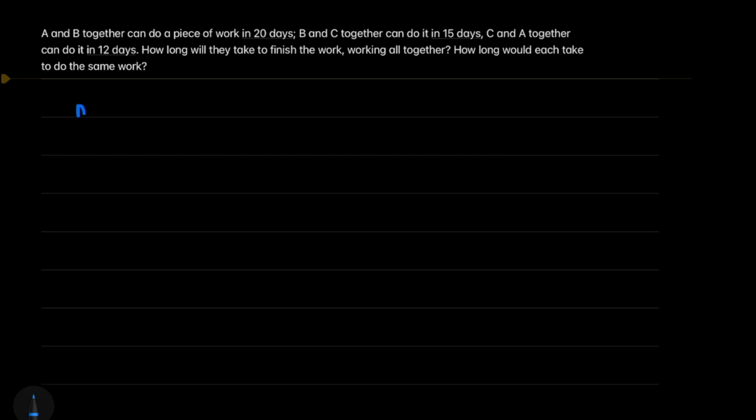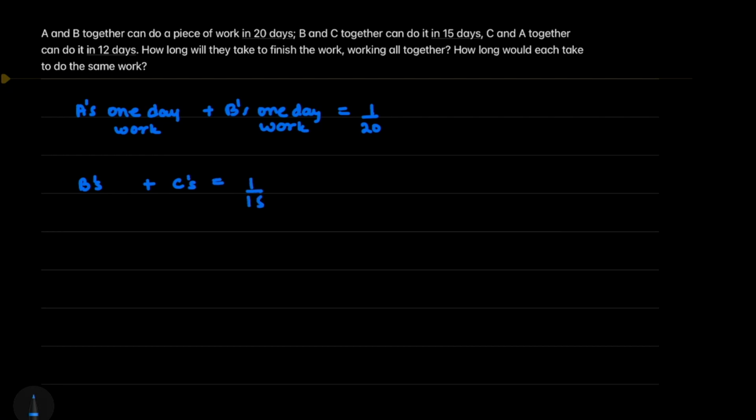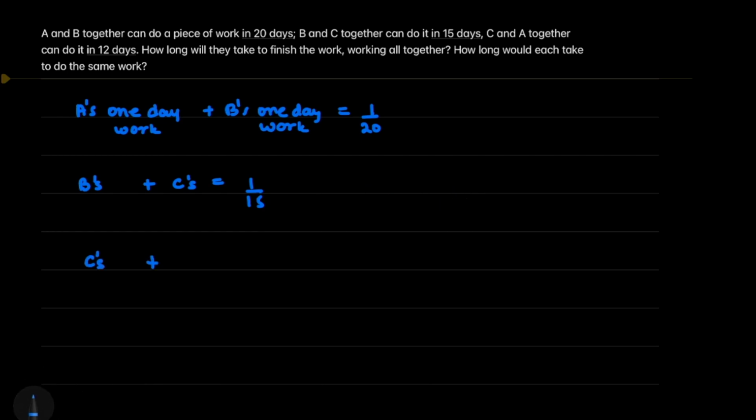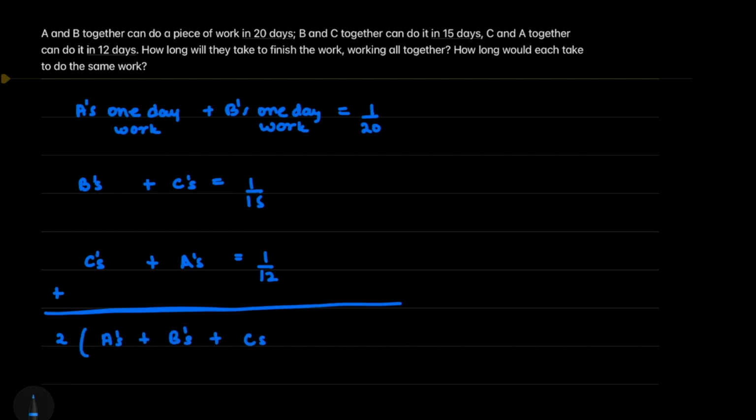So we know A's 1 day work plus B's 1 day work is 1 by 20. Similarly, for B and C's, we have 1 by 15. And for C's, together with A's, we have 1 by 12. So we'll add all these equations together to get, let me write that down a bit better. So we have C's plus A's, which is 1 by 12. We'll add all this together to get twice of A's work plus B's work plus C's 1 day work.